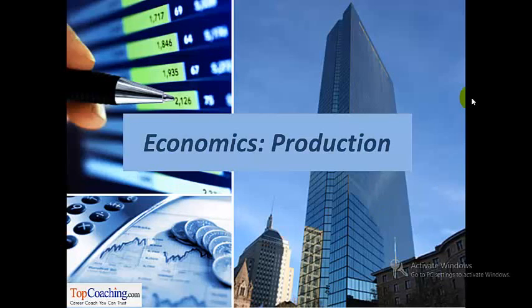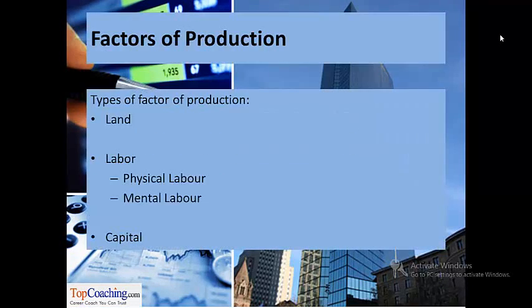Now let's begin with the last section of this session. In this section, we are going to discuss certain terms related to production and certain concepts as well, which we are going to use frequently in our coming sessions. So our first topic is factors of production. There are 3 types of factors of production: land, labor, and capital.